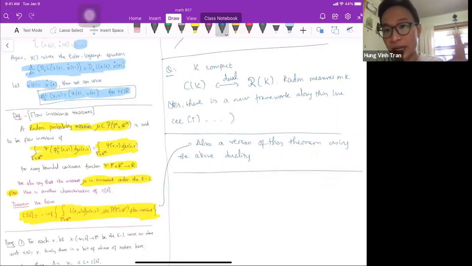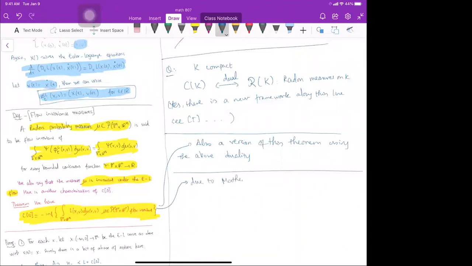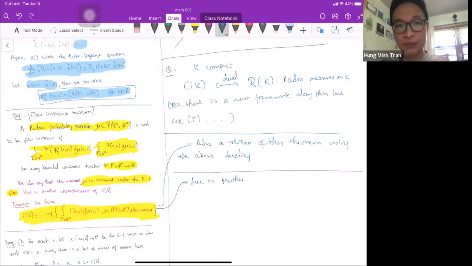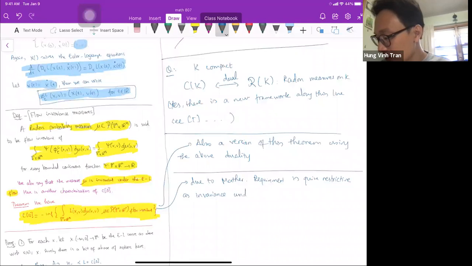It is kind of holonomy measures and kind of the invariant measures that, for example, you wrote in your most recent paper. So that's the new framework. But it's still hard, one way or the other. But this was due to Mather. There was a strong sense in the community that the requirement is too restrictive, as invariance under the Euler-Lagrange flow is quite a strong requirement.